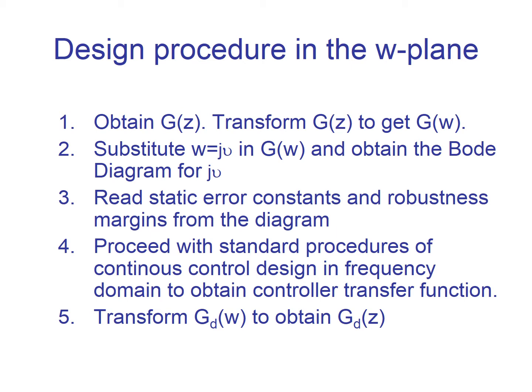First of all, we have to obtain the transfer function in the Z domain and transform it in order to obtain G of W. The next step is to substitute W equals j nu. Why j nu? Because remember that this W is again a complex variable, so it has a real part and an imaginary part. So this nu is a kind of fictitious frequency, okay? And we're going to analyze and design in this fictitious frequency domain nu.